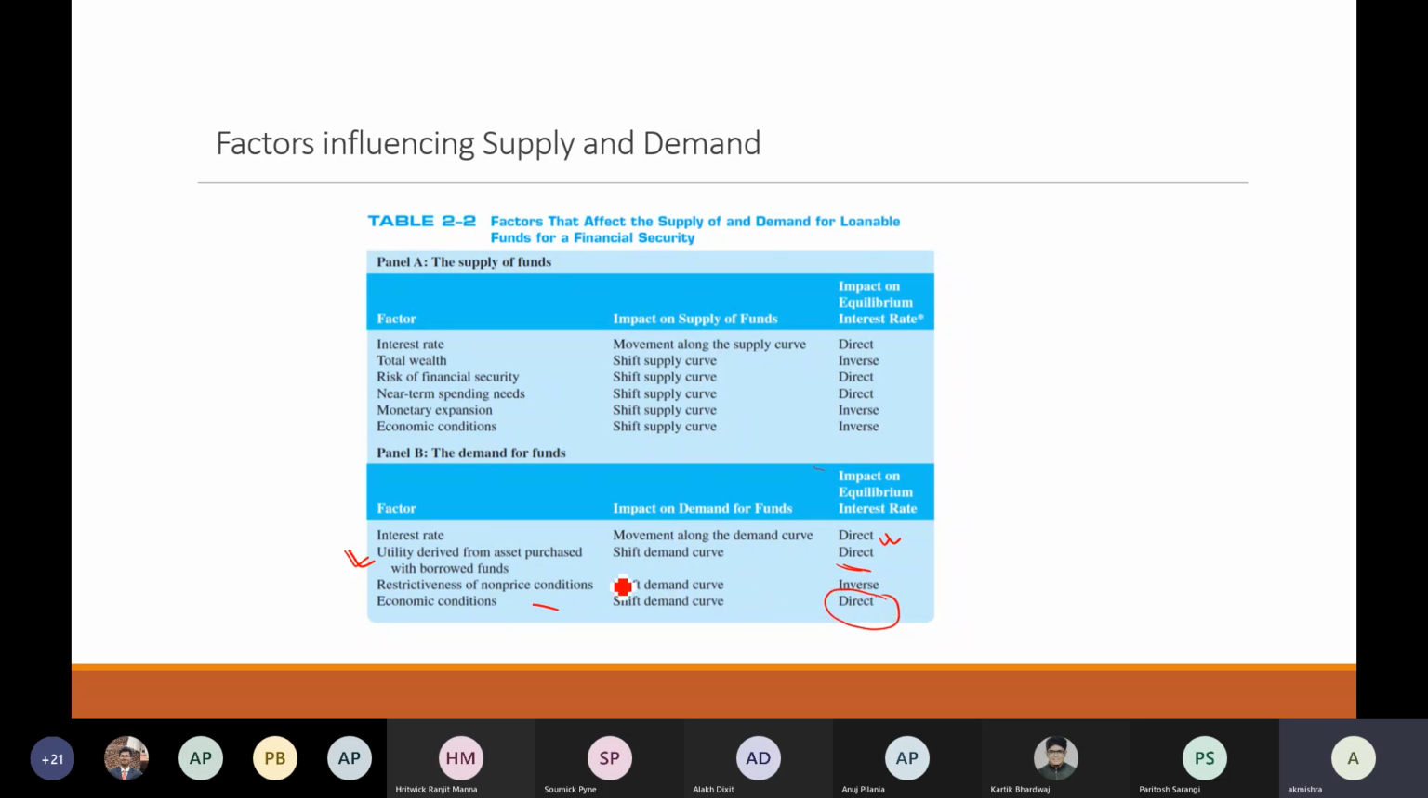But whenever a restriction on non-price conditions is put, like you can think of a tax rate, increasing tax rate, or some kind of macro event, or various restrictions from the government side, it hinders or stops the demand side, and that's why we observe a negative relationship, meaning the interest rate will go down. So these are certain reasons why we have a change in the supply and demand schedule.